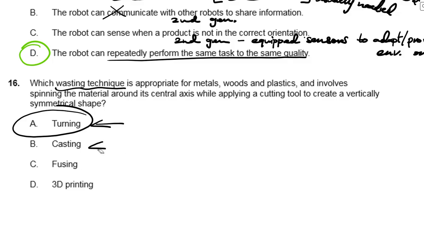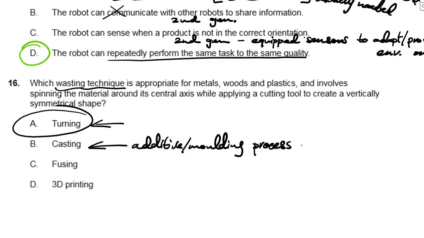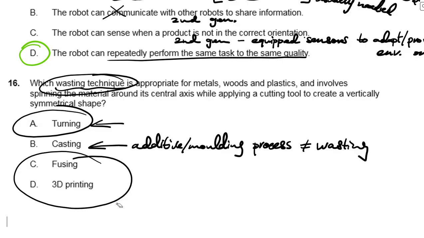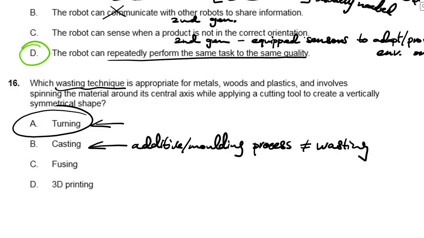Casting is a molding process. It's an additive sort of molding process. It's not wasting. And they tell you it's wasting already. So of all of these, the only one that's wasting is turning. So you actually just have to do process of elimination if you don't know what turning is.